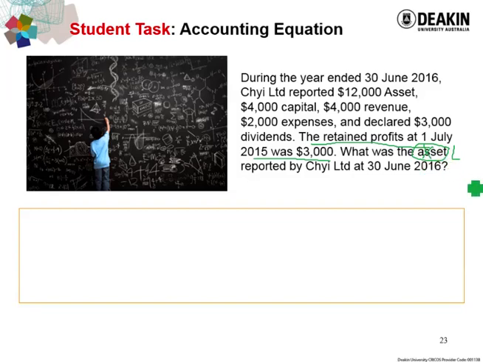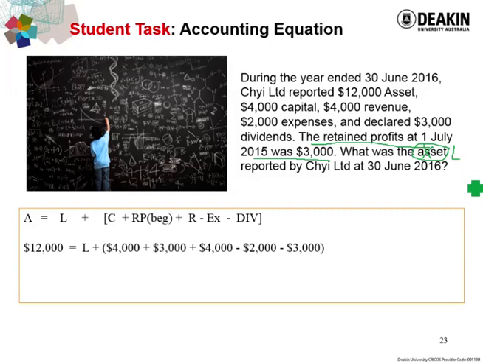So let's assume that you have actually done this question. We can apply this long equation: asset equals liability plus capital plus opening retained profits plus revenue minus expense minus dividend. When you plug in all the figures and rearrange the equation, liability equals $6,000 in this case.